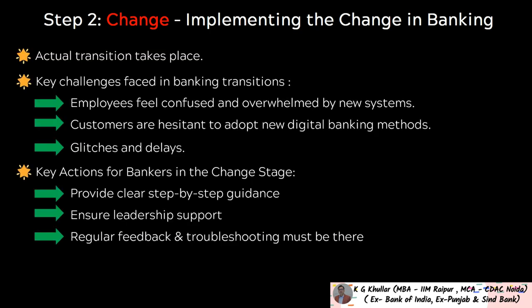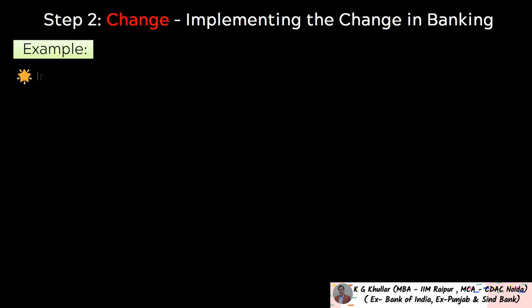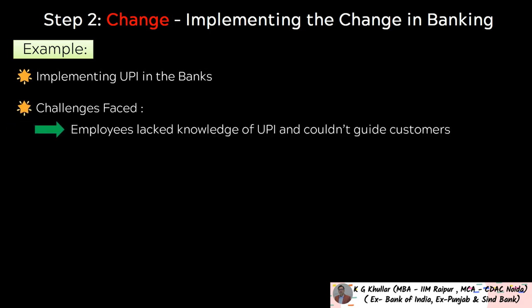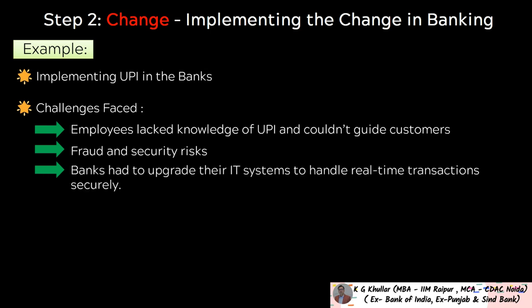Now the example of this phase in banking can be implementing UPI in the banks. Friends, when UPI was first introduced, banks had to completely revamp their payment infrastructure to integrate real-time transactions. The challenges faced were: first, employees lacked knowledge of UPI and couldn't guide the customers. Second, customers were afraid of fraud and security risk. And lastly, banks had to upgrade their IT systems to handle real-time transactions securely.